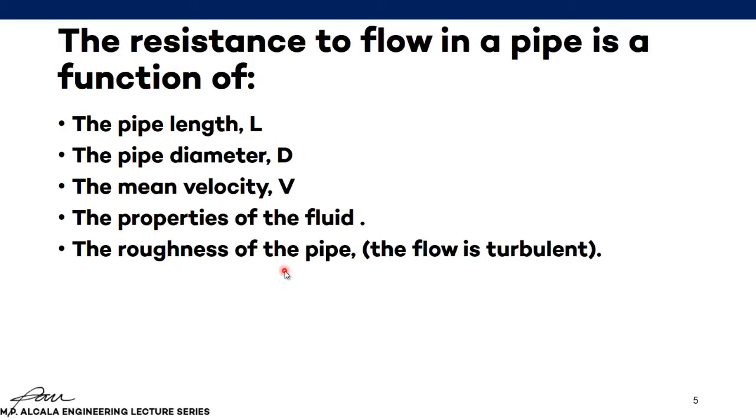The resistance to flow in a pipe is a function of, as we said earlier in the first slide, the pipe length, diameter, velocity, and the properties of the fluid. Your fluid may not be water only. Your fluid may be oil, maybe gas, and so on and so forth. And the roughness of the pipe.